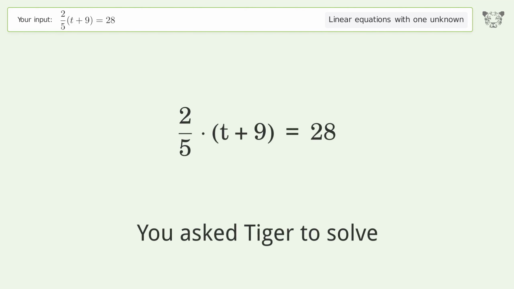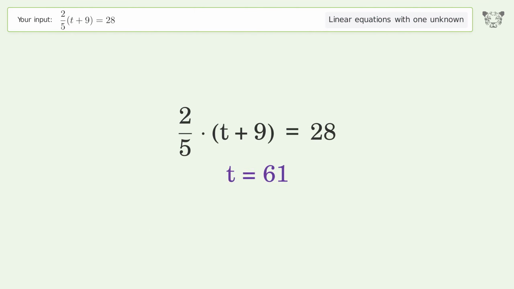You ask Tiger to solve. This deals with linear equations with one unknown. The final result is t equals 61. Let's solve it step by step.